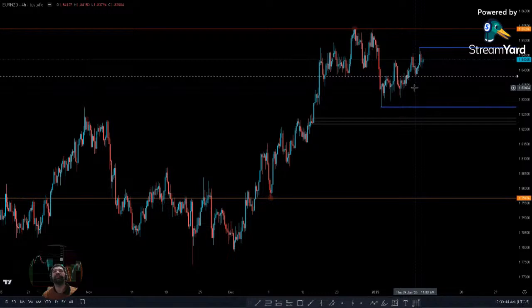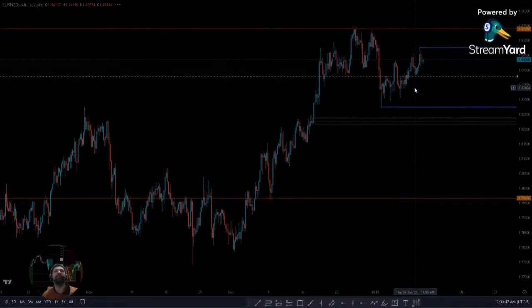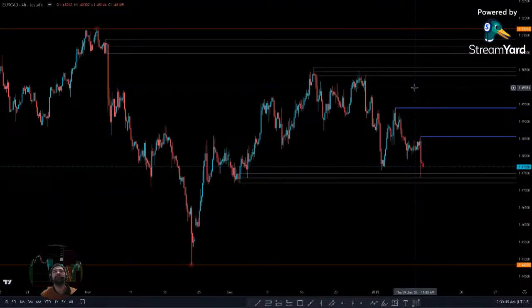I'm quite curious about these kinds of moves, because later on you see that NZD got weak, but euro is not getting that weak. So Euro CAD, on the other hand, is doing exactly as planned.